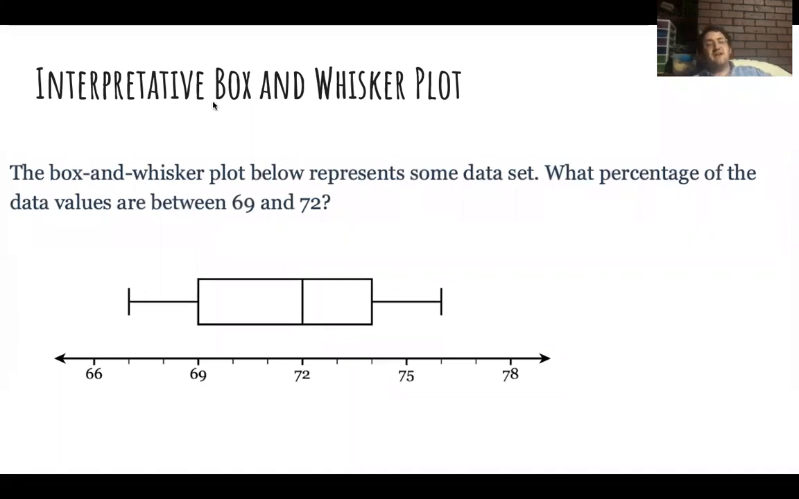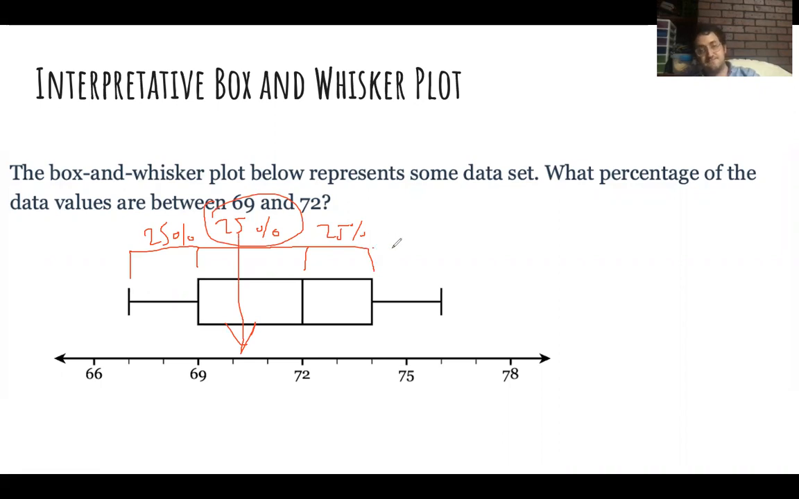We may give you a question like what percentage of data values are between 69 and 72. One thing that's nice here is that each whisker and each box part are 25%. That's what makes these box and whisker plots particularly nice. And we could see just by doing that, it pretty much answered its own question. So that would be the final answer for that.